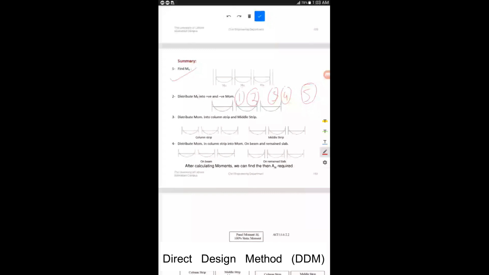Then distribute the moments into column strip and middle strip slab. This is basically the transverse distribution which we have performed right now. You have to distribute each of these moments in the transverse direction like this one. You have to distribute this moment like this one. And while you are distributing in transverse, you are actually transferring this moment at location 1 into a column strip slab moment, a beam moment, and a middle strip moment. This is basically the overall summary.